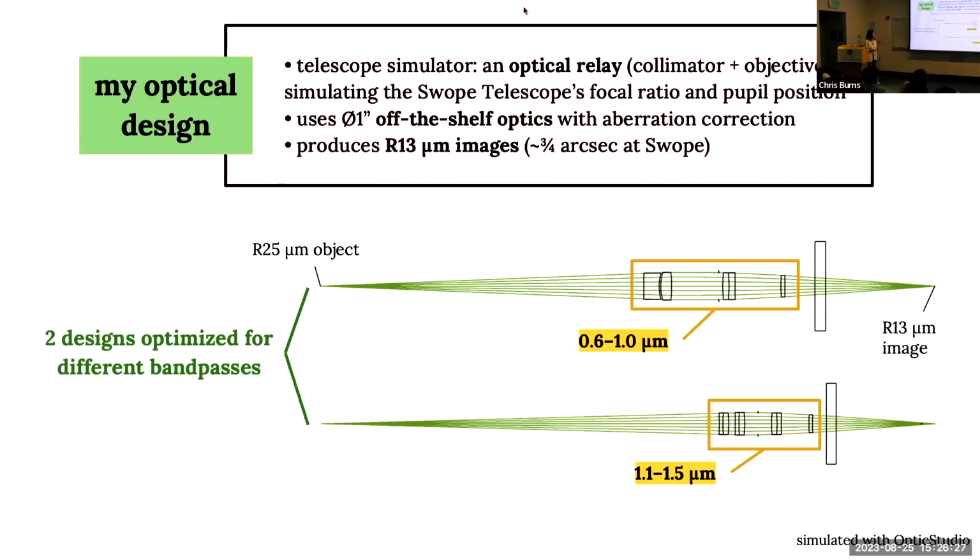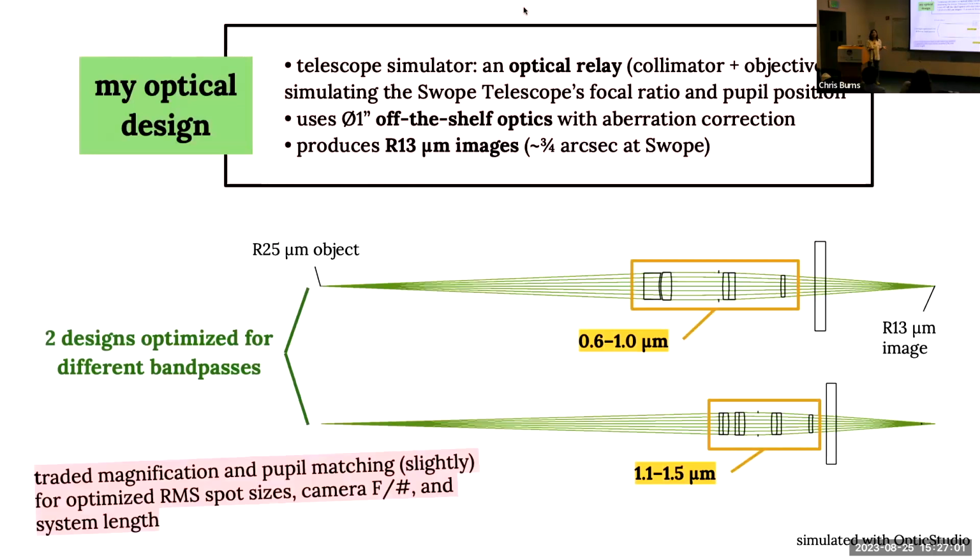Now you might wonder, why do I have 2 designs here? The reason has to do with the limitations of working with off-the-shelf optics. The lens materials I work with have rather narrow transmission ranges, so it was difficult to have one design that's optimized for a very broad wavelength range, which Henrietta covers. To circumvent that problem, I elected to have 2 designs instead. The first one is optimized for 0.621 micron, and the second one is optimized for 1.1 to 1.5 microns.